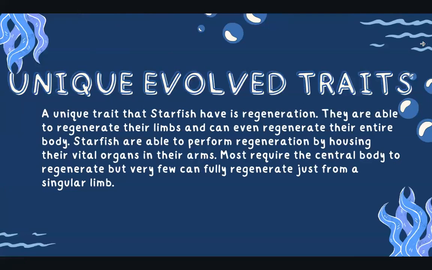So a very commonly known, unique, evolved trait about the starfish is that they have the ability to regenerate. So they can regenerate their limbs and even regenerate their entire body. So starfish are able to perform this by housing their most vital organs in their arms. So most of them do require their central body to still be attached to regenerate, but very few species of the sea star can actually fully regenerate just from a singular limb.